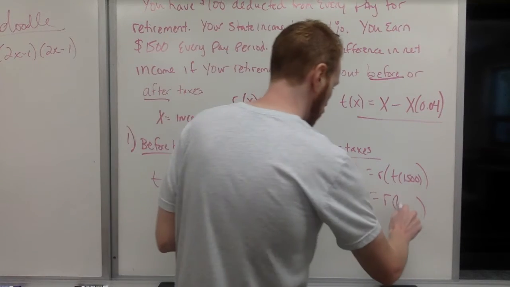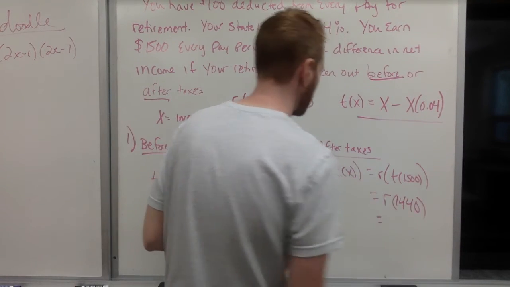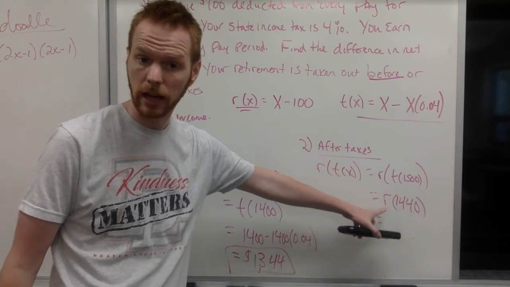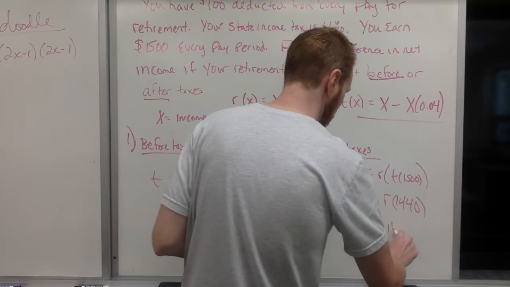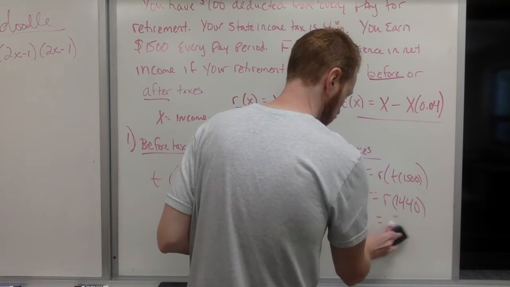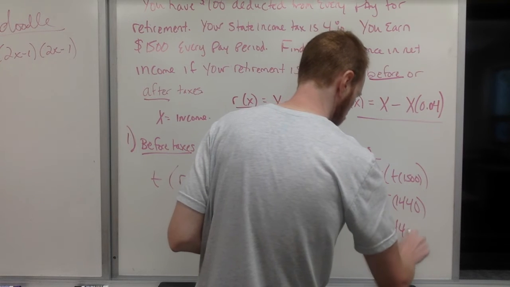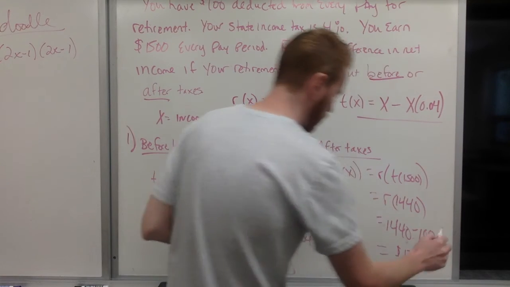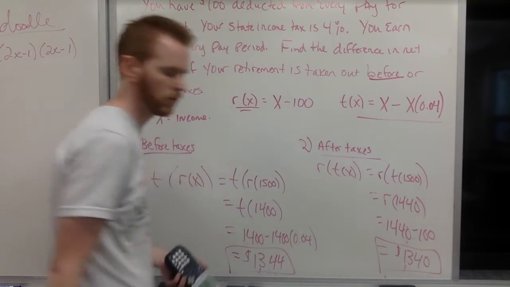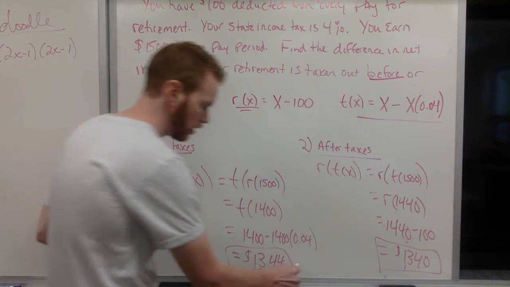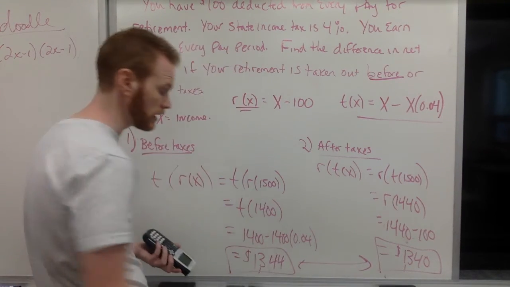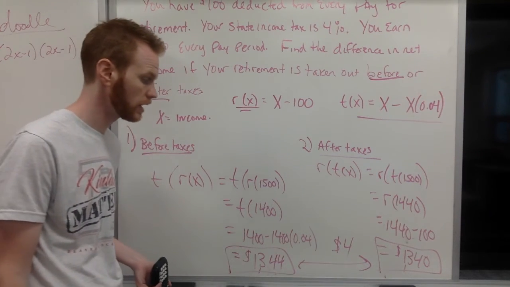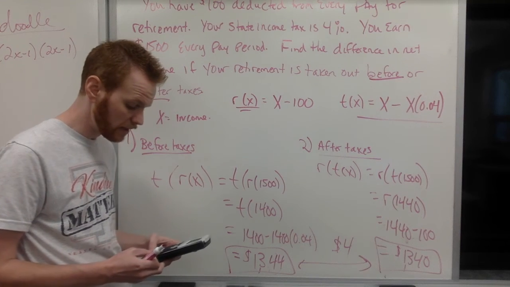Okay. And I get 1,440. Okay. And that amount, I'm now going to go ahead and take out my retirement, which is subtracting 100 out of it. Okay, so our final take-home pay would be 1,340. So what's the difference here? Well, if you notice, the difference is just going to be $4. Okay, $4 difference. Now, is that significant?